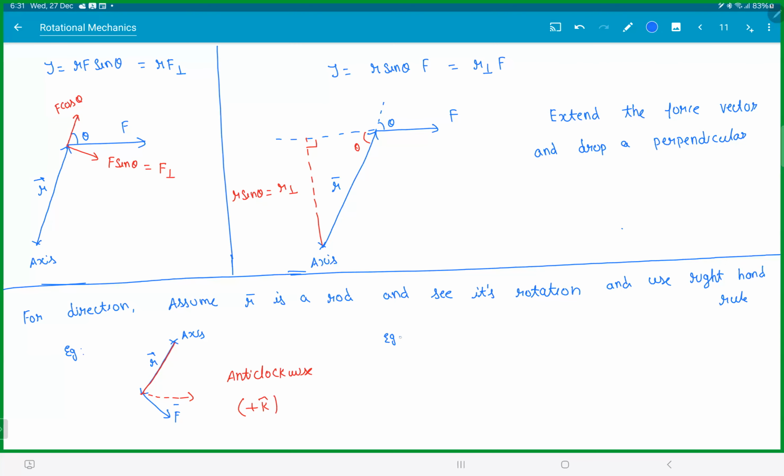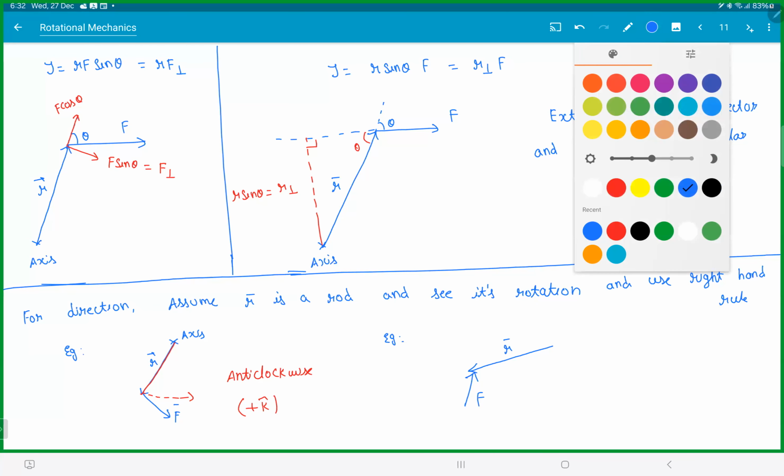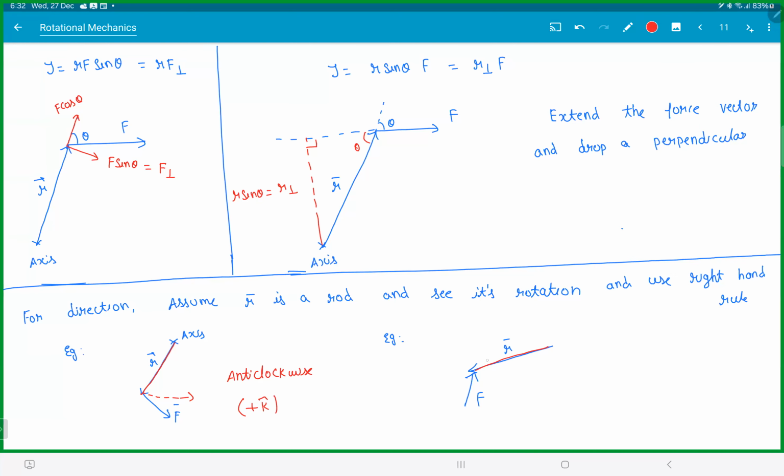Let me take one more. Let's say this is R bar, and let's say someone is applying F bar like this. Now, which way will it go? If this was the rod, I know it will go this way. That is clockwise. So just assume as if R bar is a rod fixed at the axis, and when the force is pushing, just see which way it rotates. Clockwise, anti-clockwise, use right hand thumb rule.